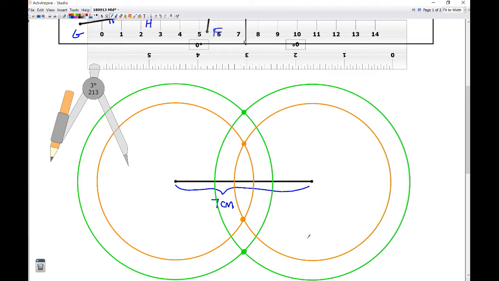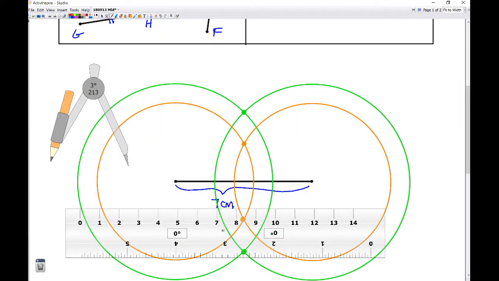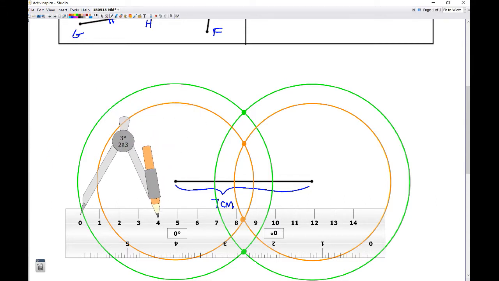Let's do a 6 centimeter circle. So let's take our compass and let's set it for 6 centimeters. Oh, sorry, switch colors. Yeah, thanks. Switch colors, if you can.